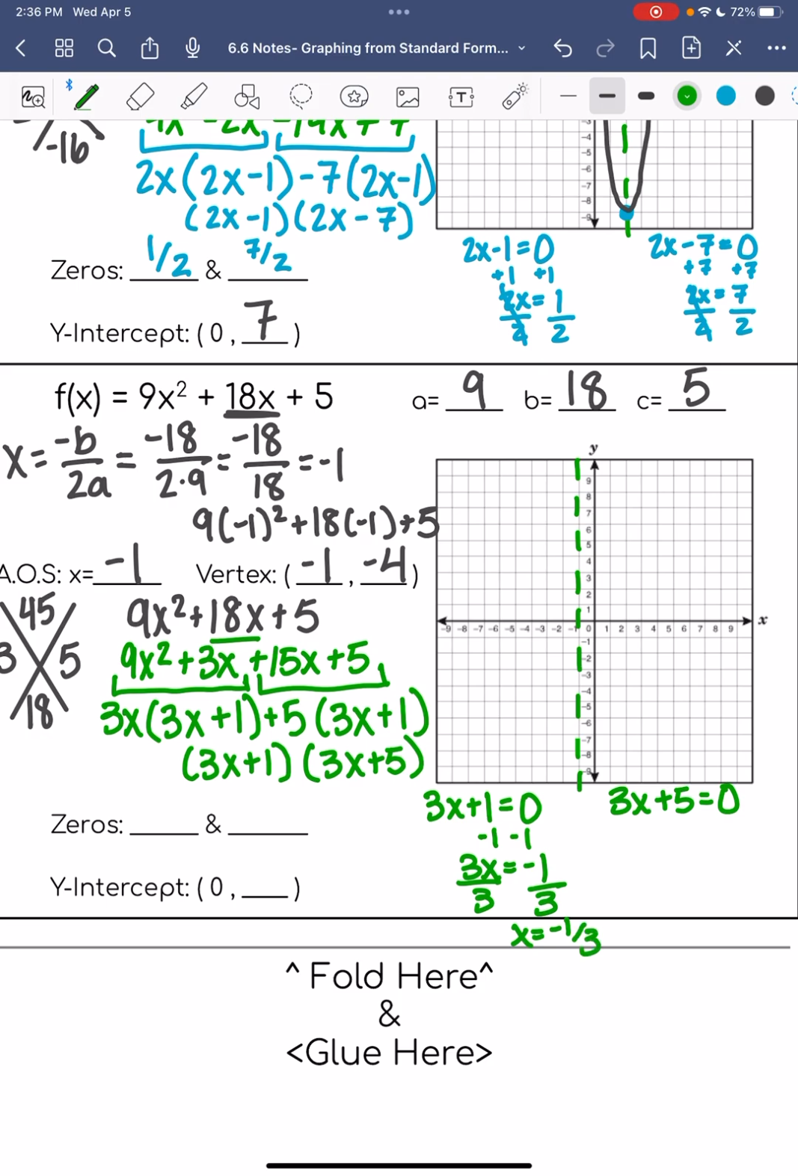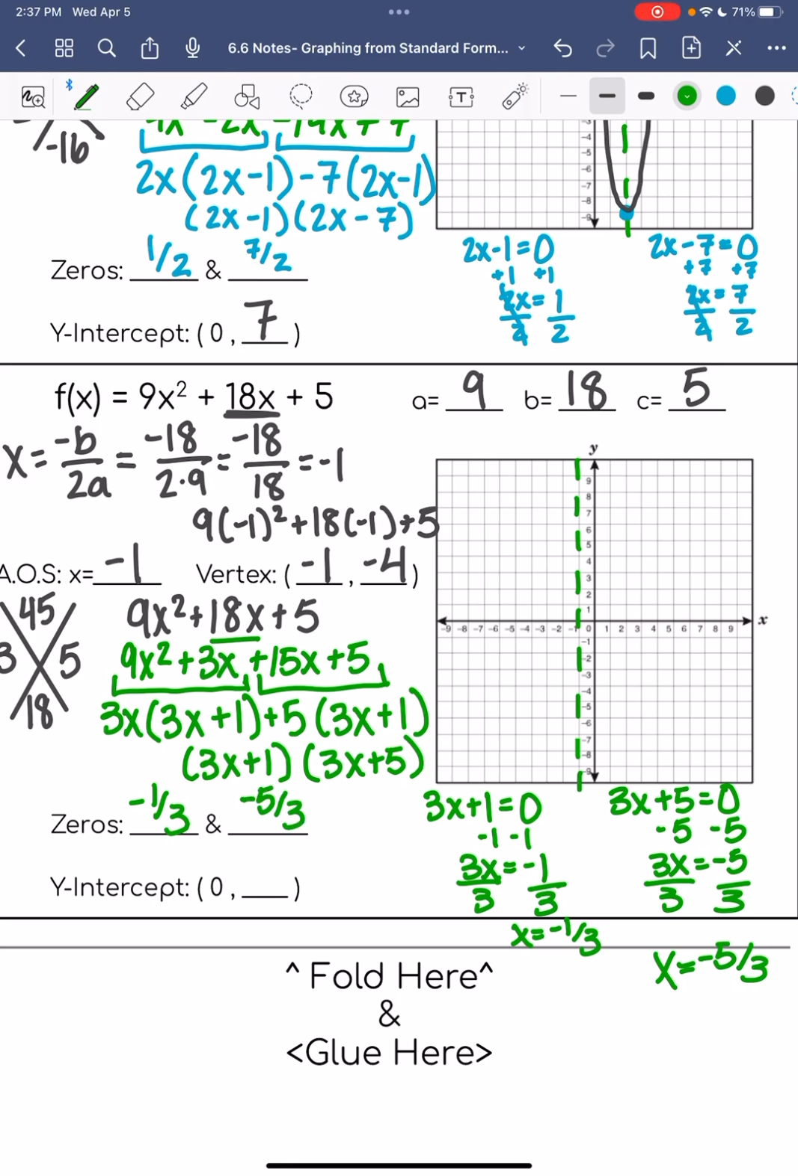Leave it as a fraction. For my other one, I'll do 3x plus 5 equals 0. I'll subtract 5 from both sides. I'll get 3x equals negative 5. Divide both sides by 3. I'll get x equals negative 5/3.